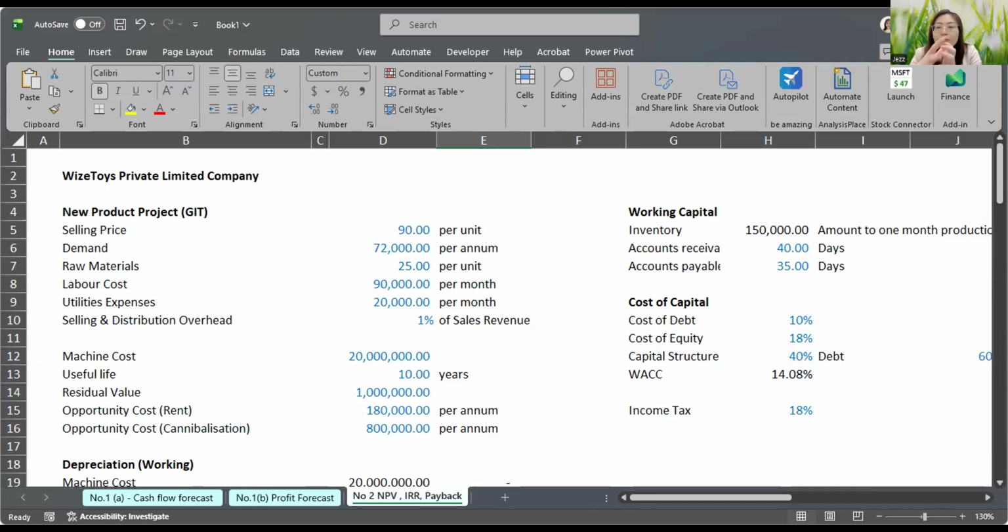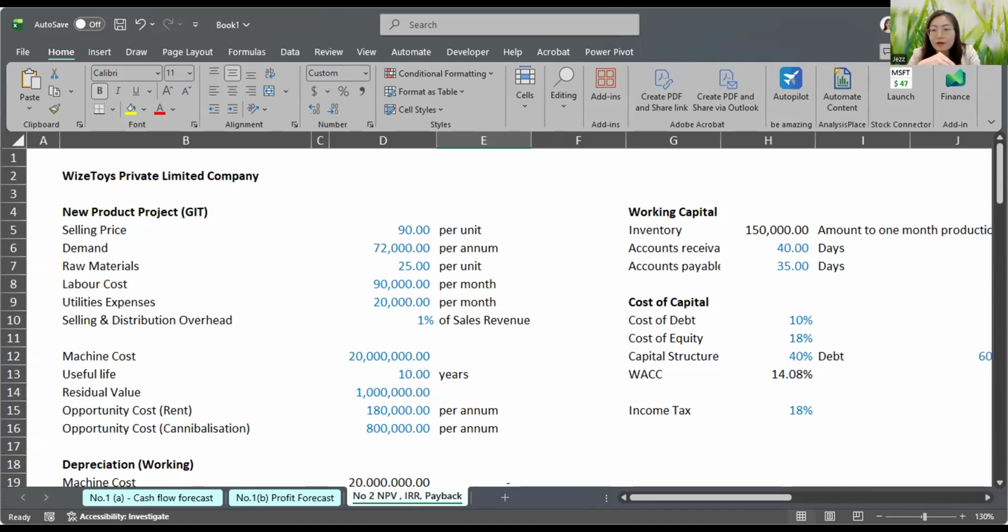Now, why use the NPV, the net present value? Because it's considered one of the most reliable methods of investment appraisal. It accounts for the time value of money, recognizing that money today is worth more than the same amount in the future due to inflation, interest rates, and opportunity cost.